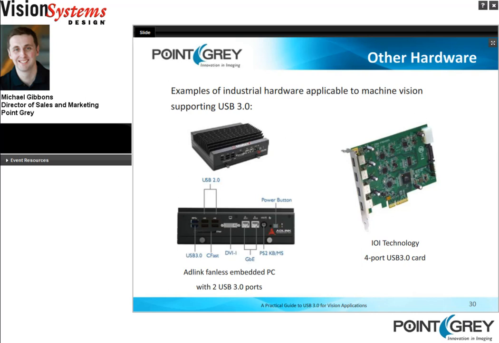There's a bunch of other interesting hardware out there that supports USB 3. So AdLink, for example, has a fanless embedded PC that has 2 USB 3.0 ports. IOI Technology, they're a Taiwanese peripheral manufacturer. They've also got an interesting 4-port USB 3.0 card. So again, this gets you 4 ports without needing a hub.